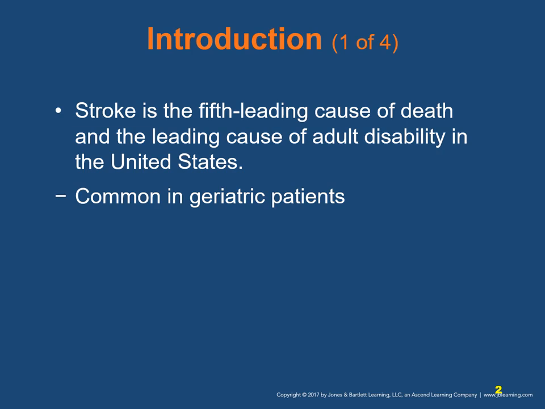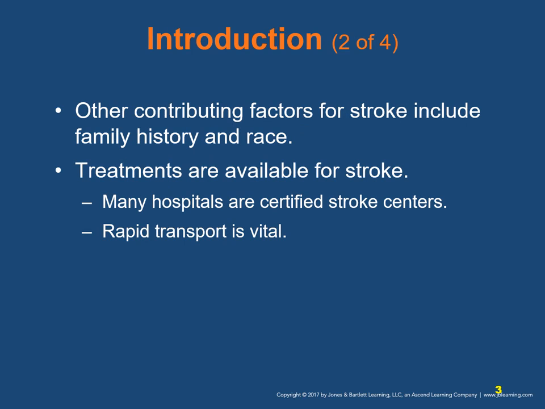Stroke is the fifth leading cause of death and the leading cause of adult disability in the United States, according to the American Stroke Association. It is common in geriatric patients. Contributing factors for stroke include family history and race. African Americans, Hispanics, and Asians have a much higher risk of stroke. Treatments are available for stroke. Many hospitals are certified stroke centers, and rapid transport is absolutely vital.